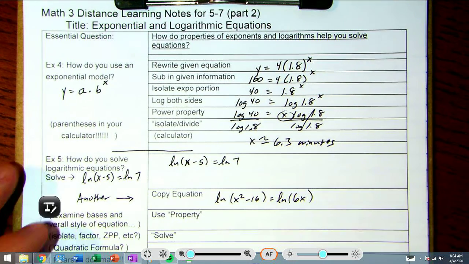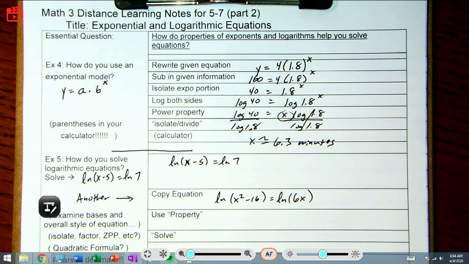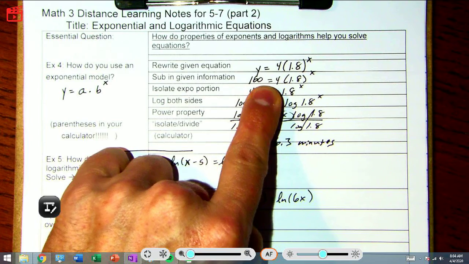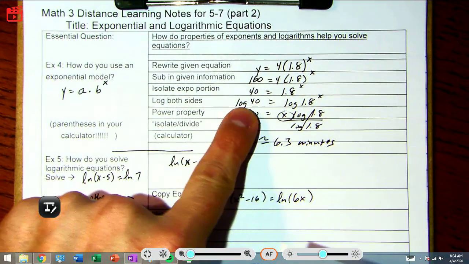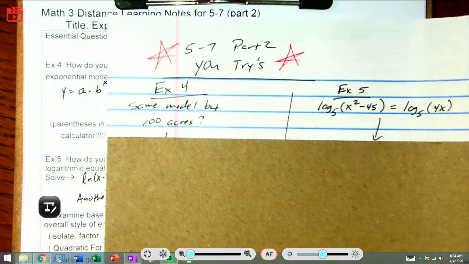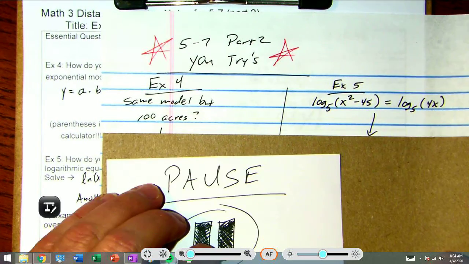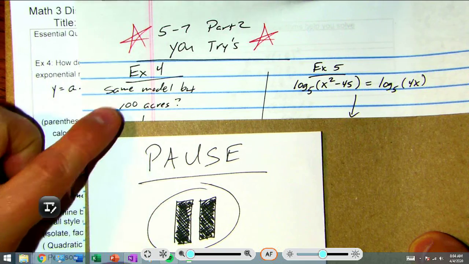Okay, here is one for you guys to practice. We're going to use the same model, 4 times 1.8 to the x, but instead of 160 acres, I want you to pause the video and find out how long it's going to take to burn 100 acres. Pause now.